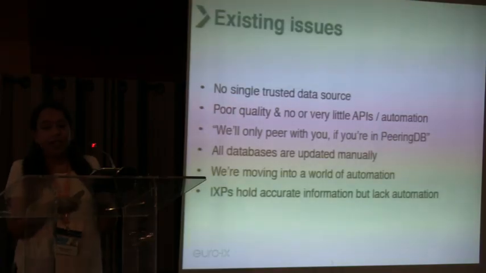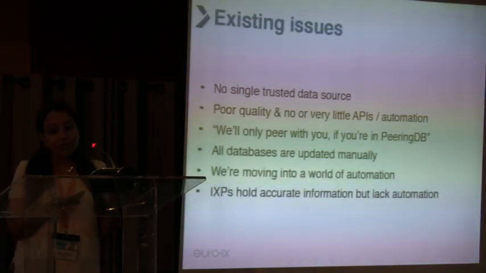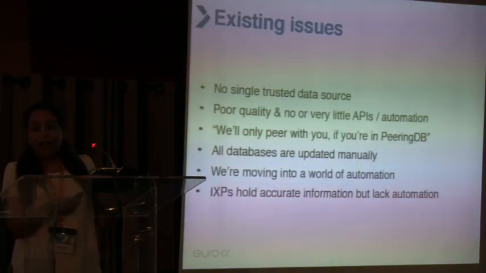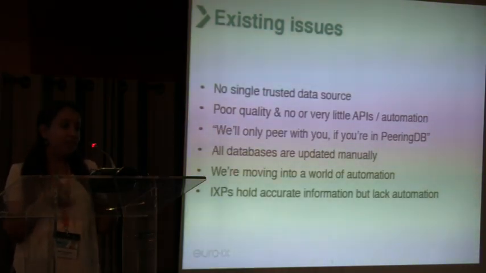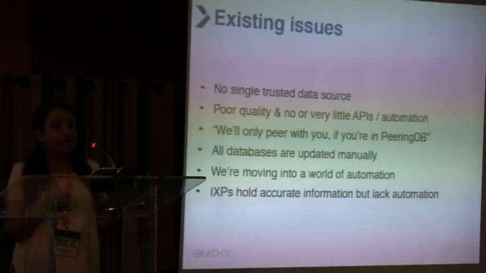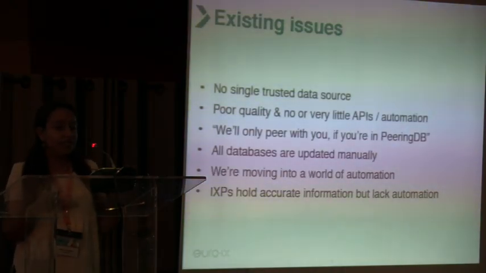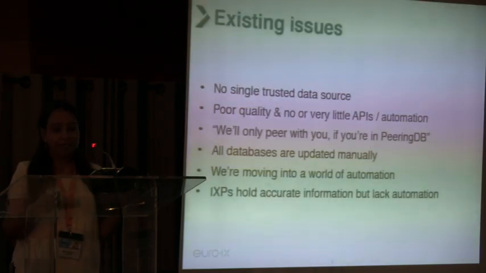And I'm going to explain the problem with PeeringDB for IXPs as well. So we're all moving into a world of automation, and IXPs actually hold accurate information that needs to be in a single place for networks to be able to rely on and use.